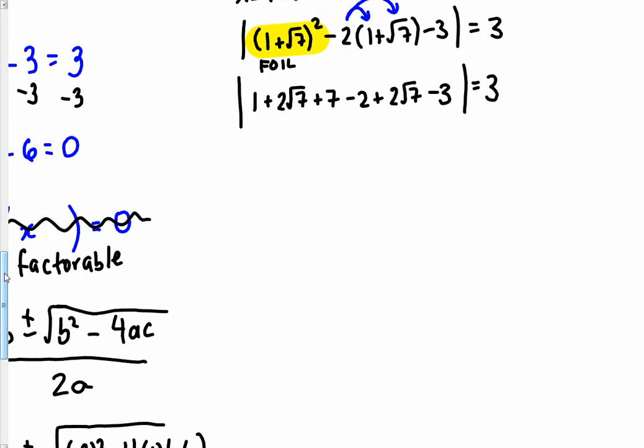Well, 2 root 7, did I make a mistake? Clearly I have a 1-year-old at home. Okay, that should have been a minus sign.